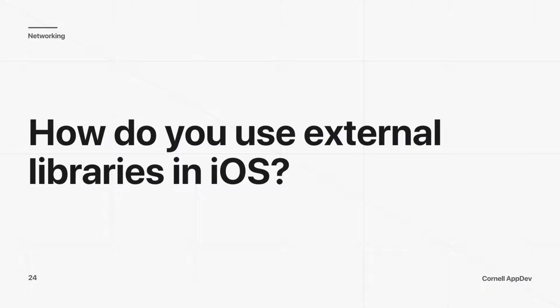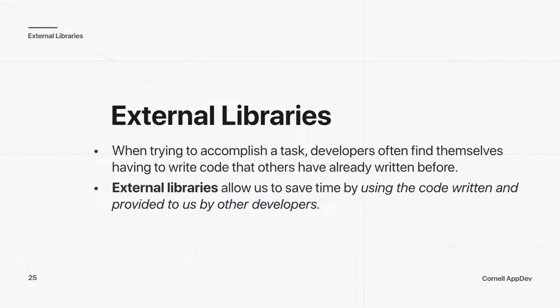And then one way that we can integrate networking is by using external libraries. External libraries allow you to reuse code that other people have written to save time. Oftentimes I'm sure you've been doing something, whether it be in iOS or some other sort of programming class, and you're trying to accomplish something that is very, very commonly done.